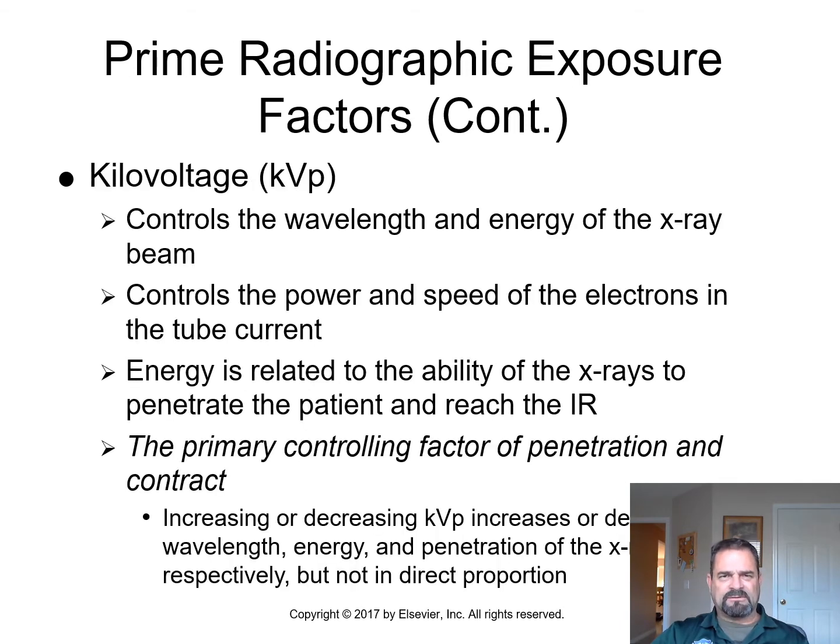All right, so kilovoltage, we talked about penetration, okay? Kilovoltage controls the wavelength and the energy of the X-ray beam. It specifically controls the power and the speed of the electrons within the tube current. The energy is related to the ability of the X-rays to penetrate the patient and reach the image receptor, or the IR. So the primary controlling factor of penetration and contrast is the kilovoltage. Increasing or decreasing kVp increases or decreases the energy and penetration of the X-ray beam and changes its wavelength inversely, but not in direct proportion.